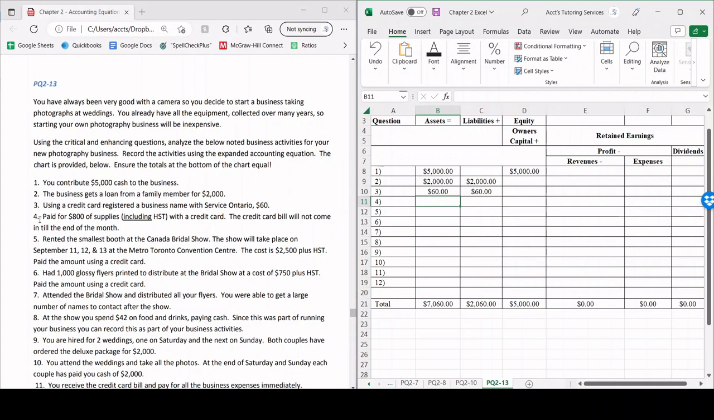Next, number 4 is paid for 800 of supplies, including HST. Remember in the past we had questions that were plus HST. This already includes HST. So keep that in mind. So with a credit card, the credit card bill will not come in until the end of the month. So once again, supplies is an asset. So our asset is increasing. Since we paid with our credit card, our liability is also going to increase.